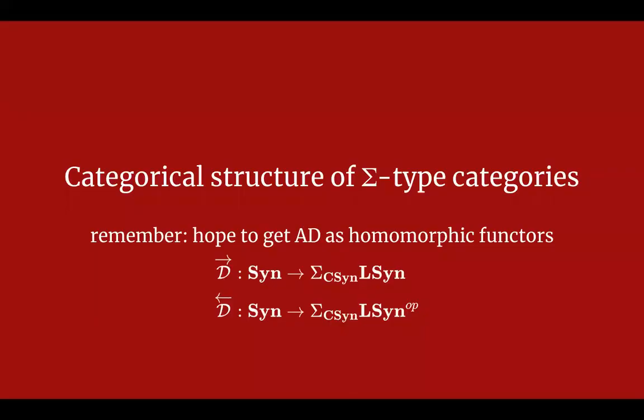So the crux next time will very much lie in the categorical structure of these sigma type categories. And by looking at what that structure is, we can precisely calculate what the definition should be for automatic differentiation. So I'd like to end here. Thank you.